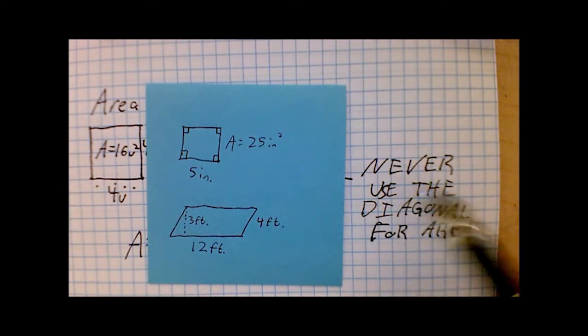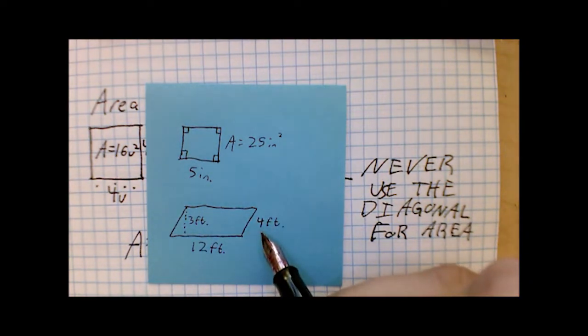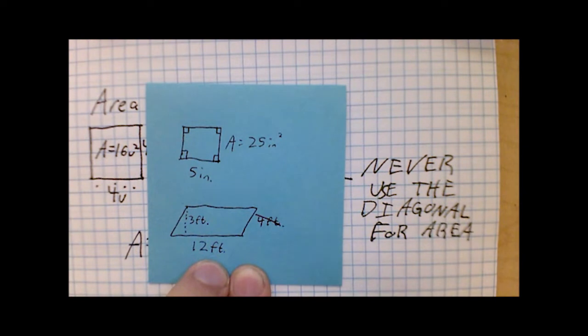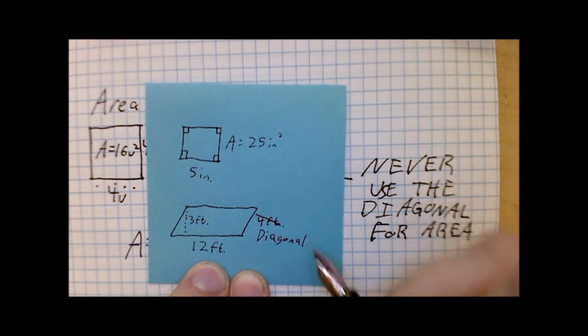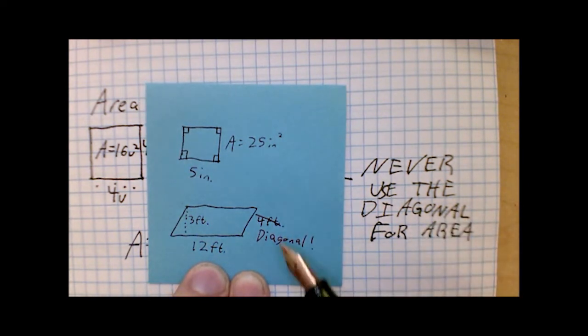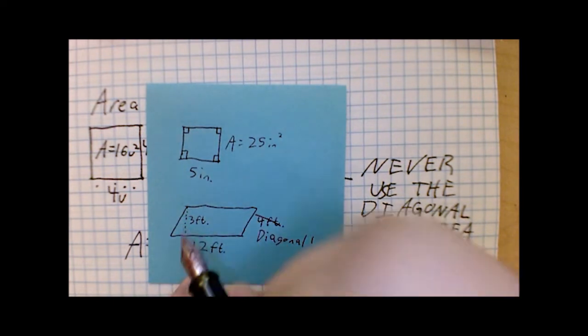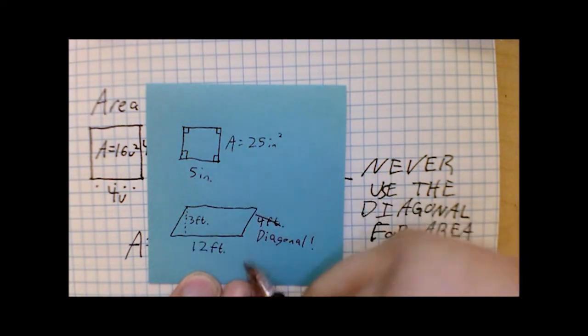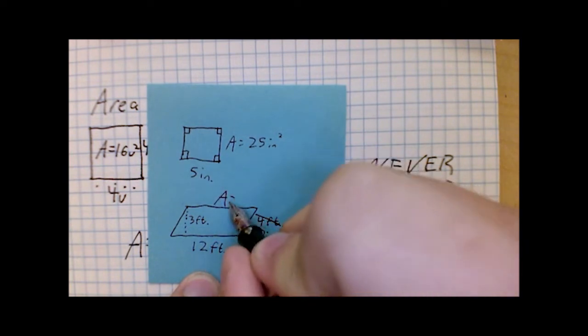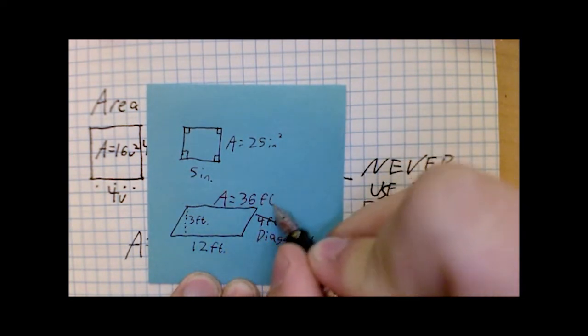Now, if you look over here at this note, it gives a pretty clear warning about this particular shape, which is that we will never use the diagonal if we're finding area. So because that 4 is diagonal, we're going to put a mark through it, and we'll mark that it is a diagonal. That way, we're not going to get confused and try to use that once we try to calculate the area. So the area is going to be 3 feet times 12 feet, the base times the height, which will give us a final area of 36 feet squared.